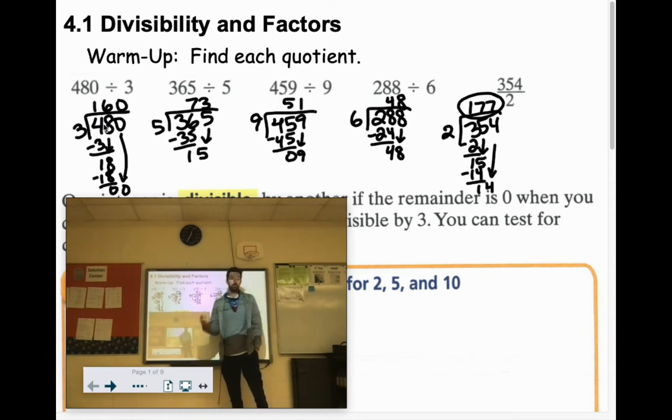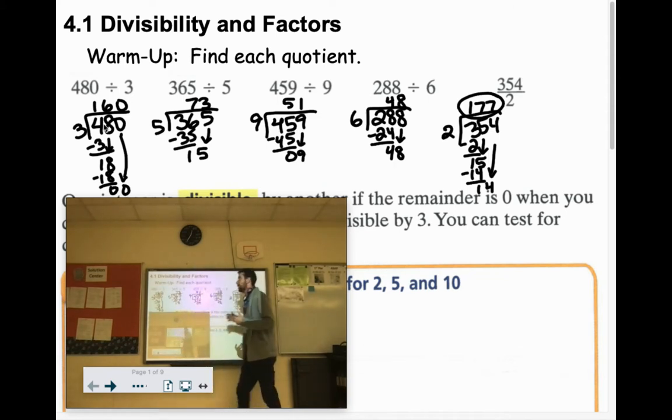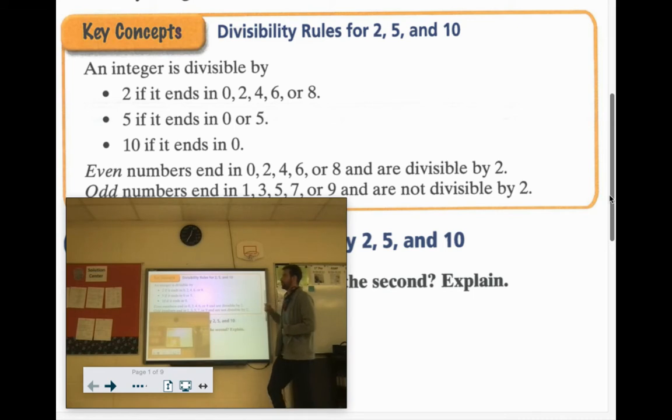All right, today we're doing some divisibility rules. Eventually you're going to have to find factors of numbers, which are numbers that make up other numbers. So like 12 could be 2 times 6. Those would be factors of 12. It could also be 3 times 4. So we're looking for patterns with some divisibility rules. So first thing you're going to see is divisibility rules for 2, 5, and 10.